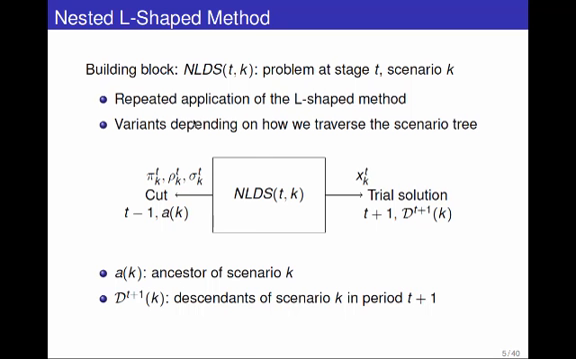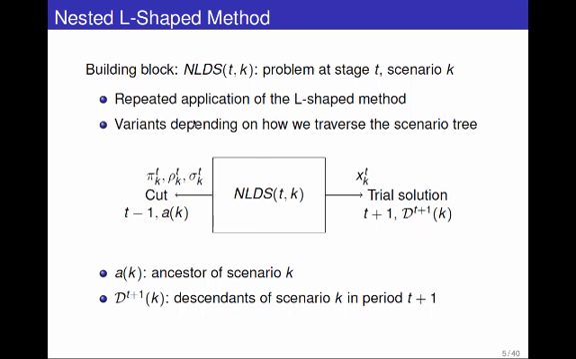And the notation here is we send the x_k^t that we get from this problem, which is a decision variable for this problem, forward, and we move to time period t plus 1 and all the descendants of scenario k in period t plus 1. So, for example, in this scenario tree here, the descendants of scenario 1 in period 3 are 1 and 2.